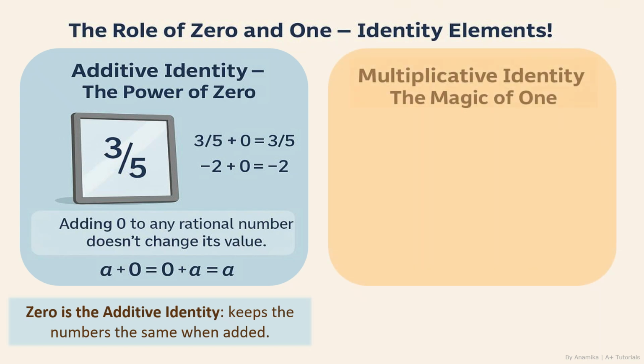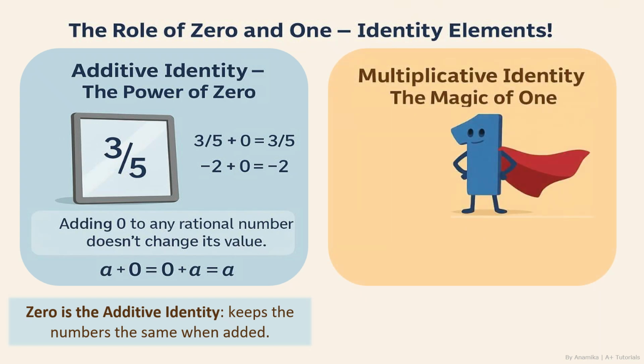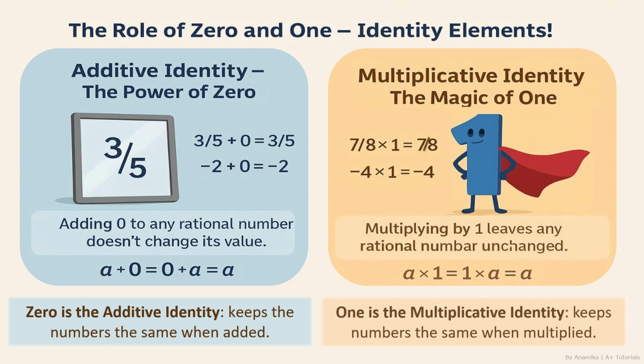Now time for the magic of 1, our multiplicative identity. Try this. 7 over 8 times 1. Still 7 over 8. Minus 4 times 1. Still minus 4. Multiplying by 1 leaves the number unchanged.